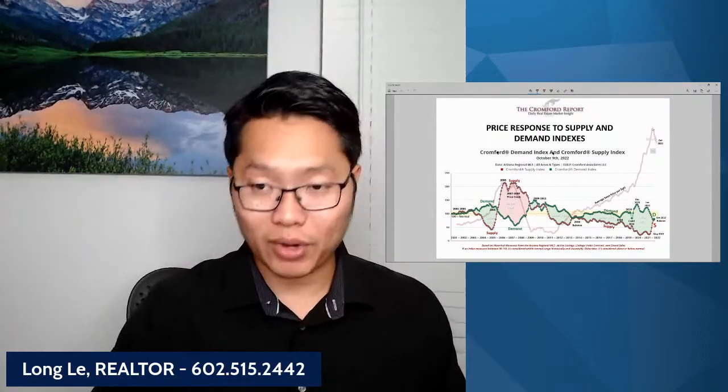This chart shows the market index between the supply, which is the red line right here, and the green, which is the demand. The lighter red is the home price. Now, I know a lot of people were worried about this situation right here, when we have a crazily high amount of supply on the market, right? Because it's very similar to 2005, right?